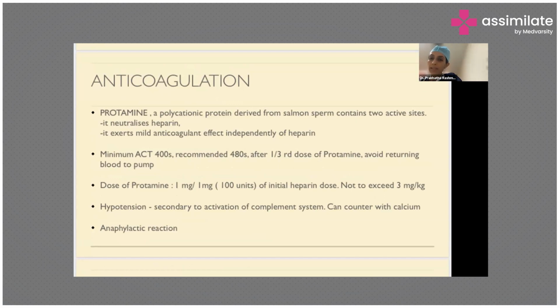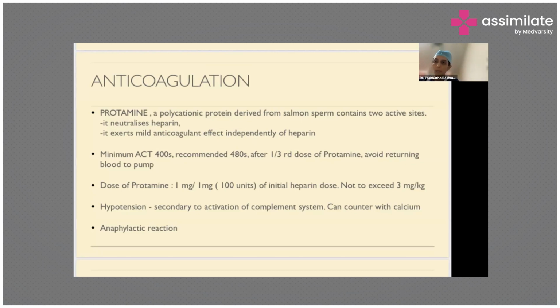We should not exceed 3 milligram per kg, because protamine itself has a mild anticoagulant effect, which is independent of heparin. So we think that the patient is bleeding too much, and if we keep giving protamine to that patient, in fact, it gets counterproductive and the patient starts bleeding even more.